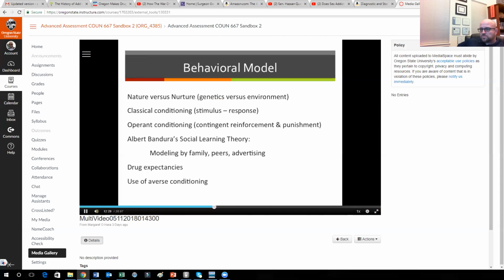Again, with the behavioral model, we see a continued emphasis on the nature versus nurture debate. With classical conditioning, where we have the stimulus and response, or operant conditioning, where there was contingent reinforcement and punishment, as well as with Albert Bandura's social learning theory, where we see modeling, for example, by family, peers, and advertising, as well as drug expectancies. Also, the use of aversive conditioning falls under this model. For example, medications such as Antabuse would be administered, which would cause the individual to be violently ill if they ingested alcohol.